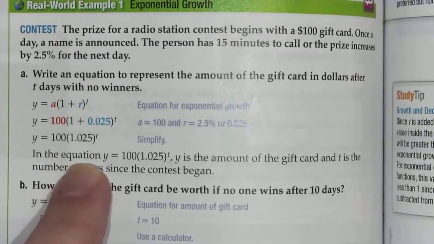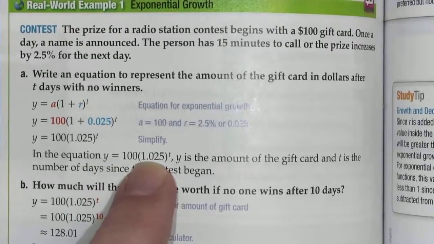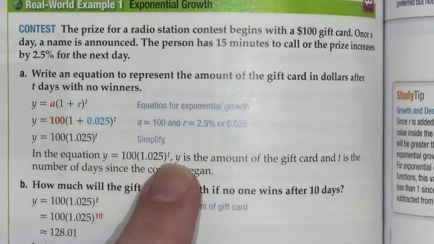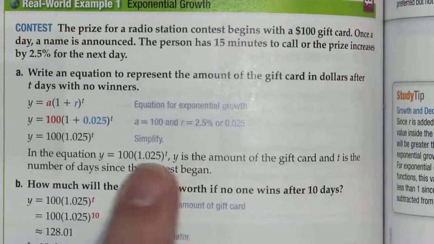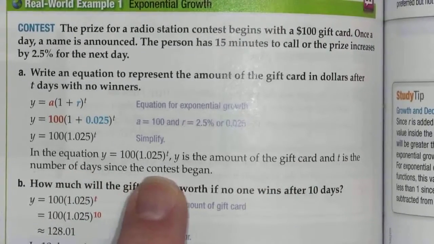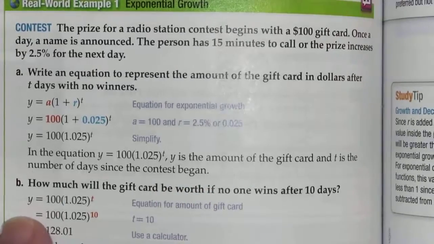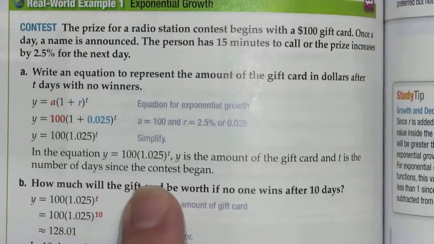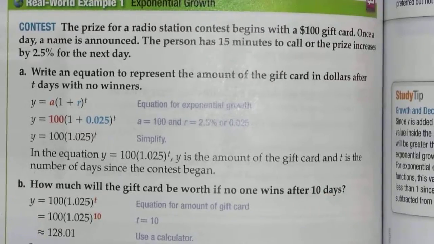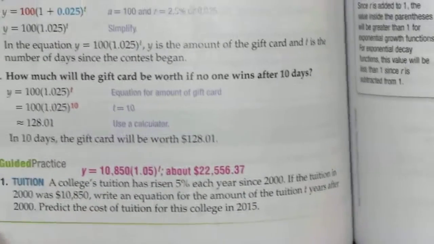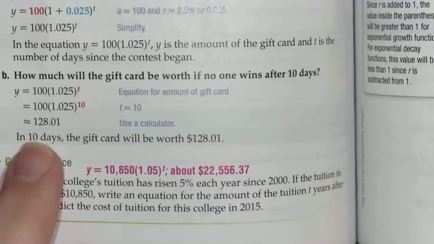Okay, in the equation y equals 100 times 1.025 to the t power, y is the amount of the gift card, and t is the number of days since the contest began. How much will the gift card be worth if no one wins after 10 days? All right, so it's going to keep increasing in an amount.